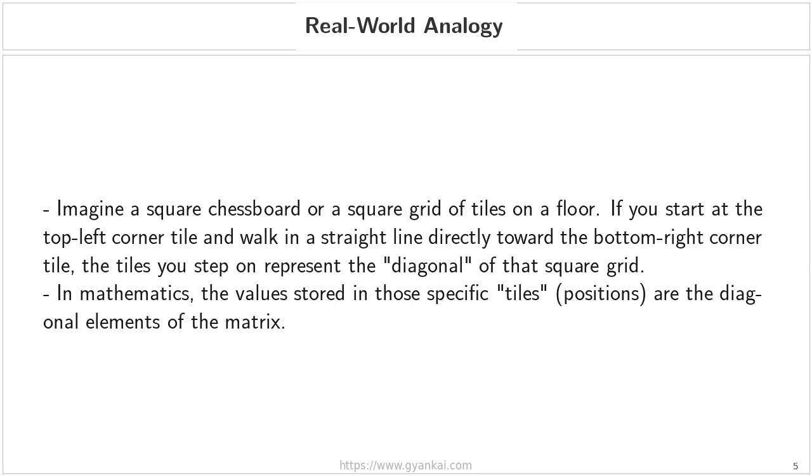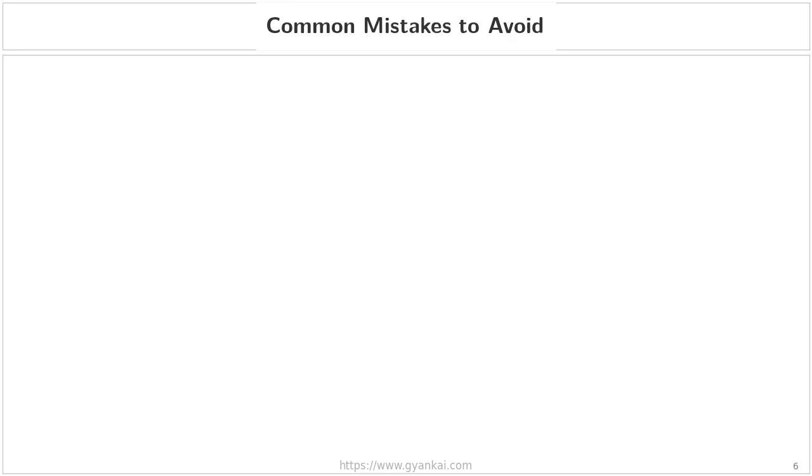Now that we have walked through a practical numerical example, let us use a real-world analogy to make this concept more intuitive and easier to visualize. By keeping this visual image in mind, you can easily identify the principal diagonal in any square matrix, which will be very helpful as we move on to discuss some common mistakes to avoid in the next slide. Common mistakes to avoid.